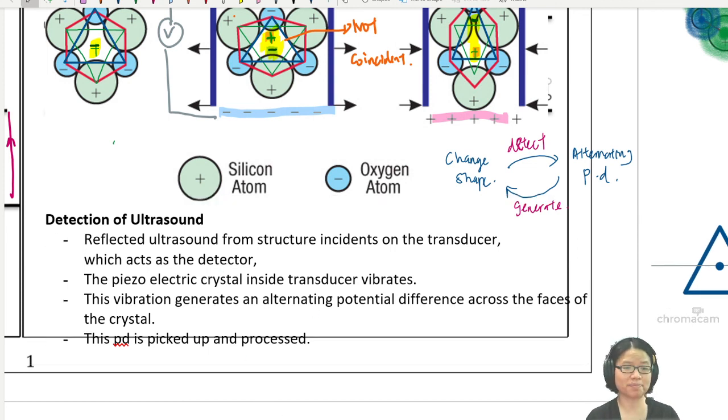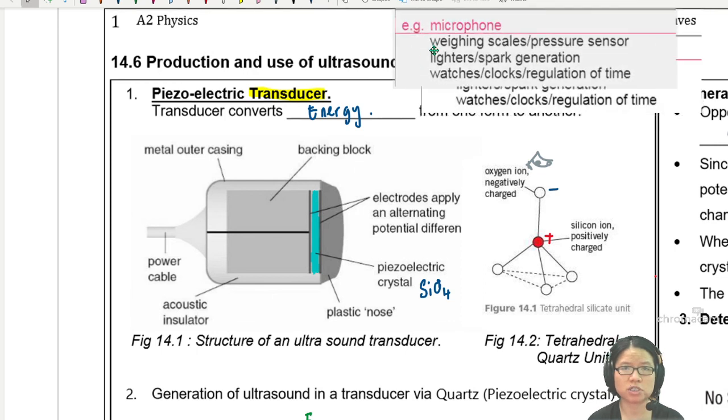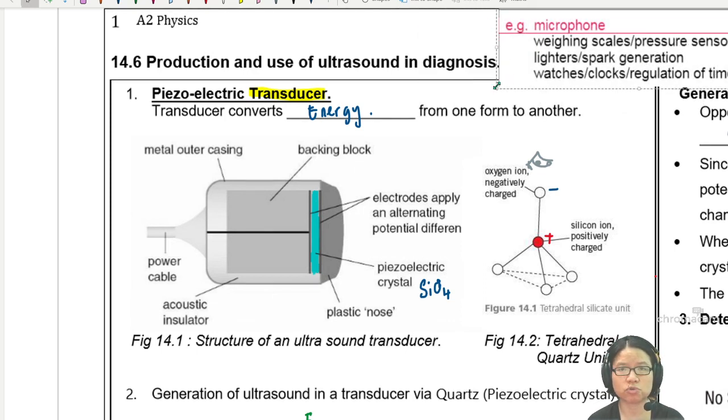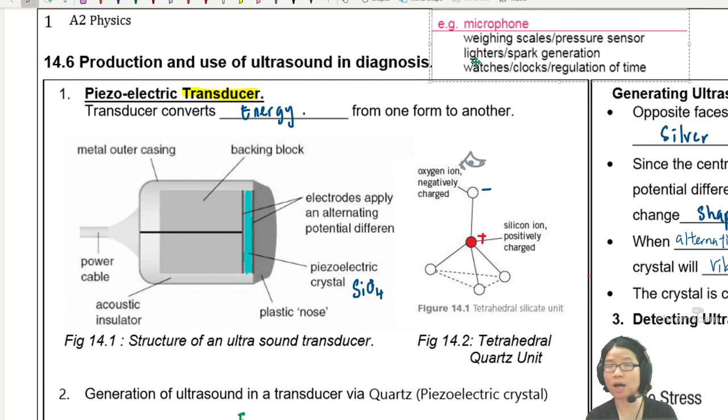Okay, so let's recap. Before we can even think about creating a beautiful ultrasound image to show us all the amazing things, we need to know what a transducer is. A transducer is something that converts energy from one form to another. A slightly anomalous past year question also wants you to talk about the uses of a transducer. Uses of a transducer include a microphone. If you've watched the operational amplifier video, you will understand that we can use a transducer to pick up sound. You can use it as a pressure sensor because it can stretch and compress.